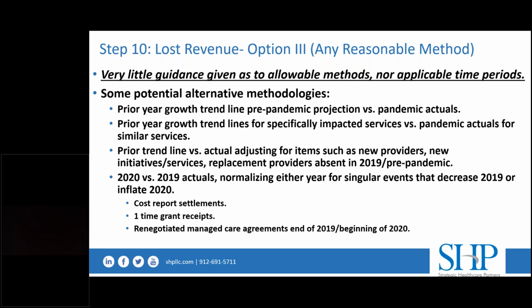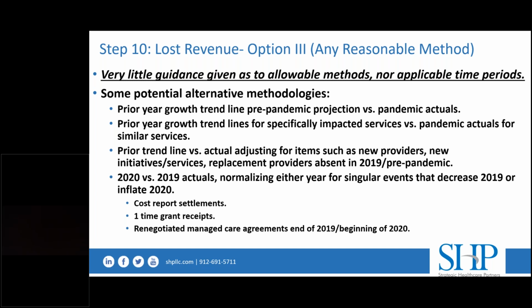Cost report settlements, one-time grant receipts. I renegotiated a managed care contract at the end of 19, then I felt the impact of that in 20. And so, yeah, my volume was down farther, but some of it was offset by an improved contract or some kind of one-time receipt, such that the year-over-year revenues don't show the full impact that the pandemic had. And so we think some creative thought around all that is justified, and that we need to think about how to do multiple versions of that as we think about it.